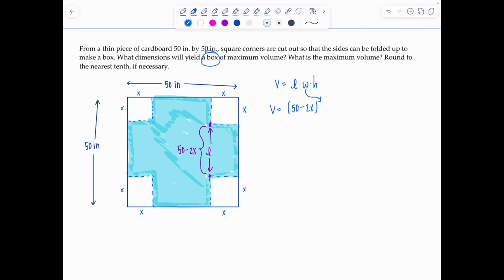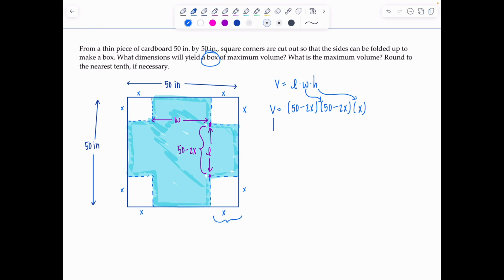What about the width? Oh, it's the same, isn't it? Yeah, because this was a square to start with. So that would also be 50 minus 2x. And then what's the height? Well, imagine these all get folded up. So how tall is the box? It's x. That's how tall it is. So that's the height.